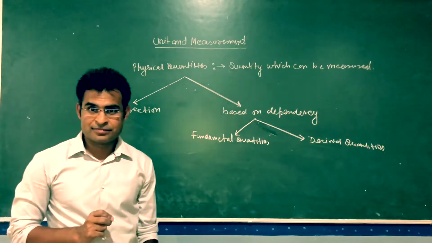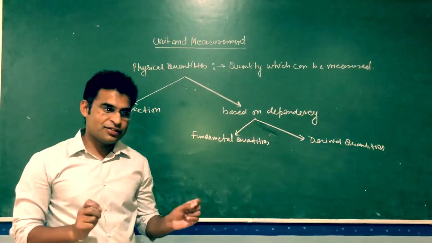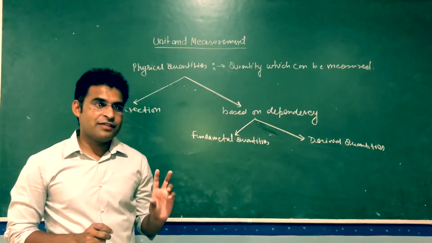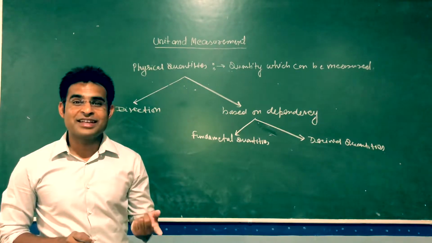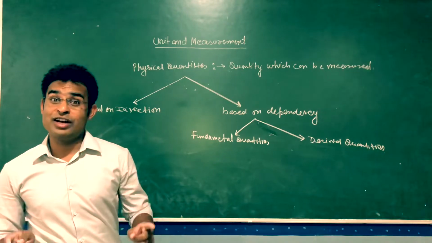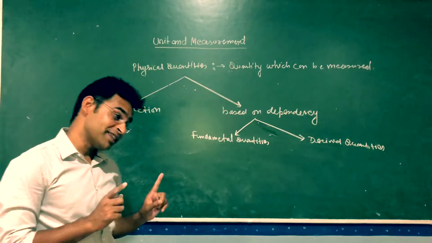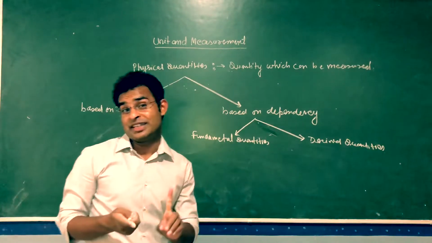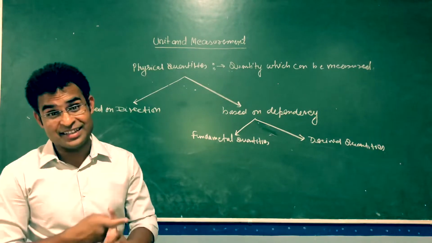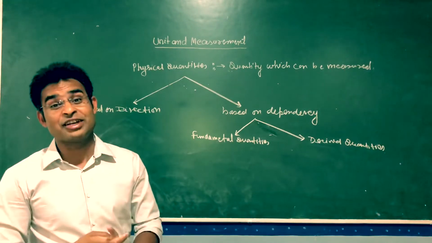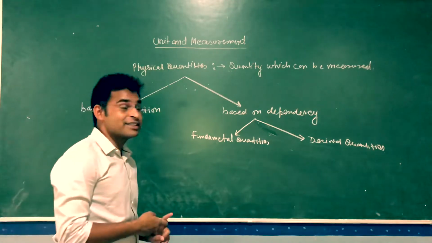Meter scale is one instrument, and if you want to measure time, you cannot use a meter scale for that. A meter scale is only used for length. If you want to measure length, you have to use a meter scale. It means length does not depend on time or anything else. So that is called a fundamental quantity.